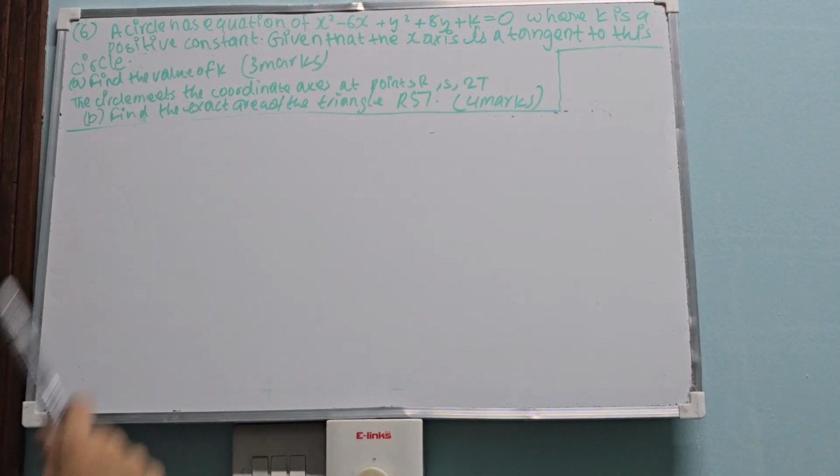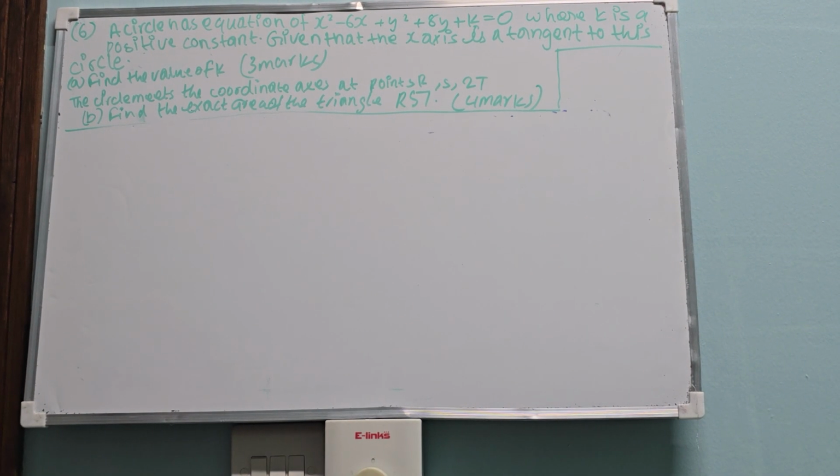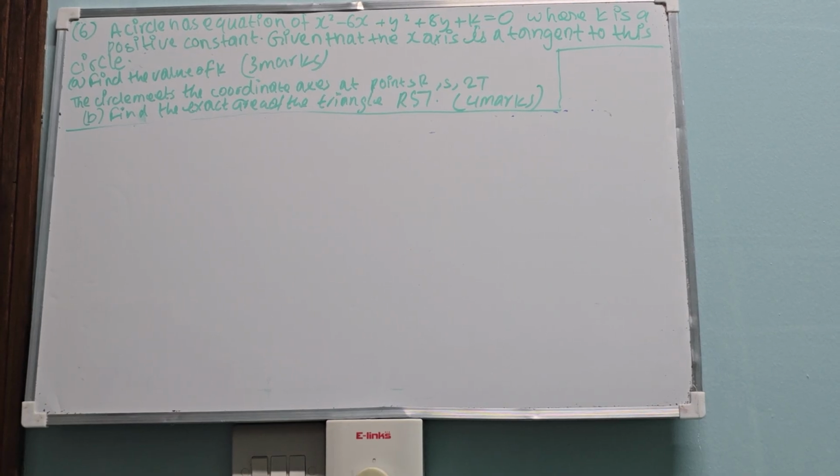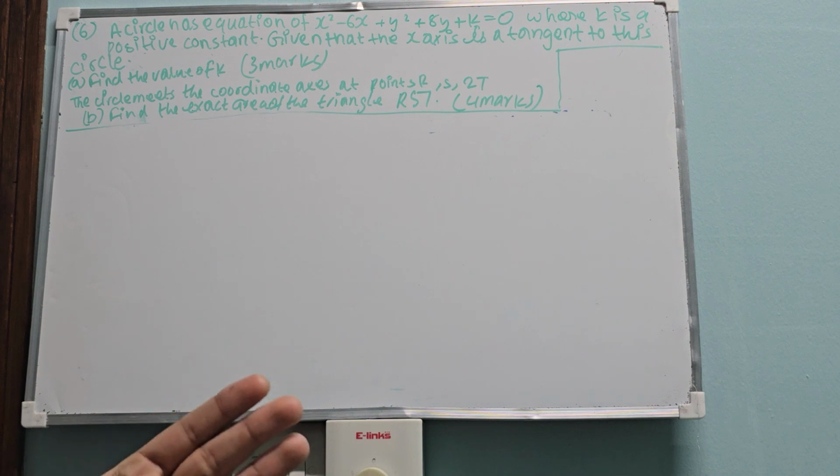Okay, a circle has equation x squared minus 6x plus y squared plus 8y plus k, and that is equal to 0, where k is a positive constant. Given that the x-axis is a tangent to the circle, find the value of k. Alright, so the x-axis is a tangent to the circle.